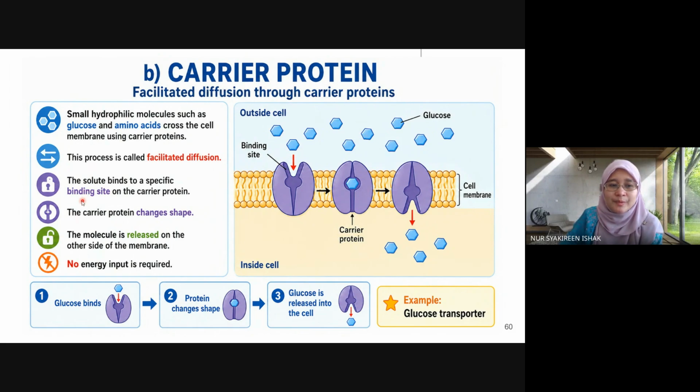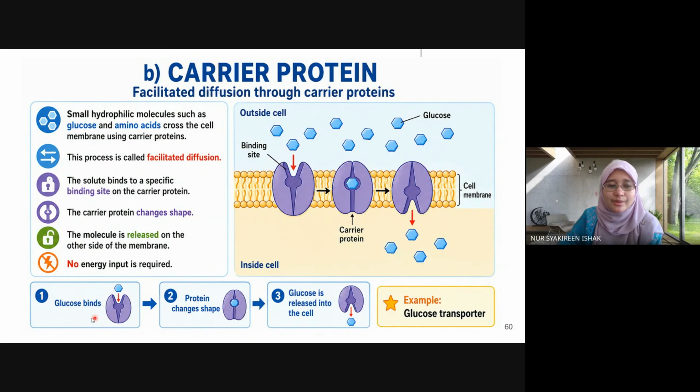Okay, you need to know how to explain. So the solute binds to a specific binding site. Not active site. Active site is for enzyme. Binding site on the carrier protein. So the carrier protein changes shape. Okay, so the molecule is released on the other side of the membrane, in this case, inside the cell. Okay, so because the solute moves from high to low, the process is spontaneous. It doesn't require energy, especially energy from ATP. Okay, no energy input is required.